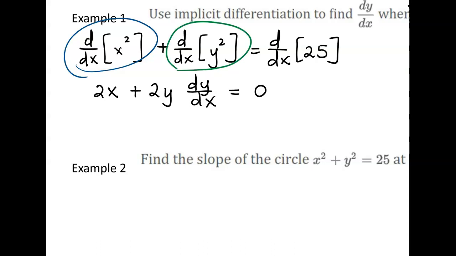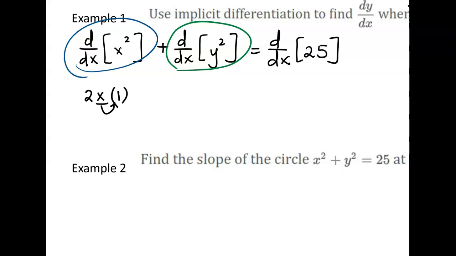So in both cases, I'm going to erase this for just 1 second. We pulled the exponent of the 2 down. The new exponent on x is 1, and we don't typically write that. Chain rule says we would then come in and multiply by the derivative of x, but the derivative of x is just 1. So we don't usually write that either. We just get 2x for the derivative of x squared.